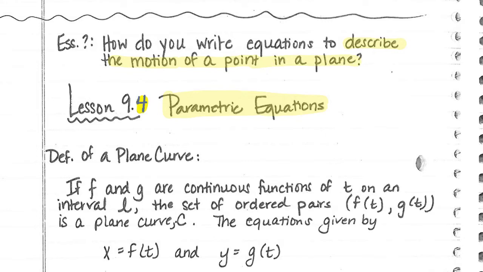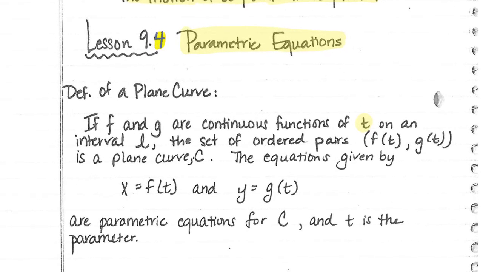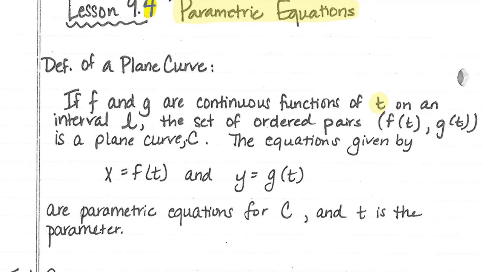The definition of a plane curve. If f and g are continuous functions of t on an interval I, the set of ordered pairs f of t and g of t is a plane curve C. The equations given by x equals f of t and y equals g of t are parametric equations for C, and t is a parameter.